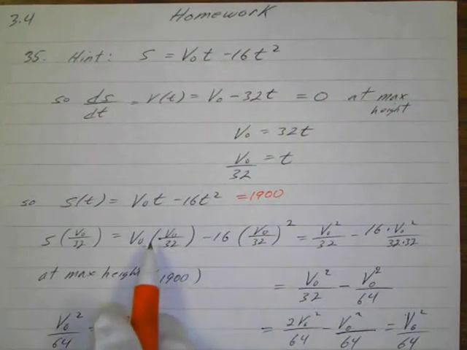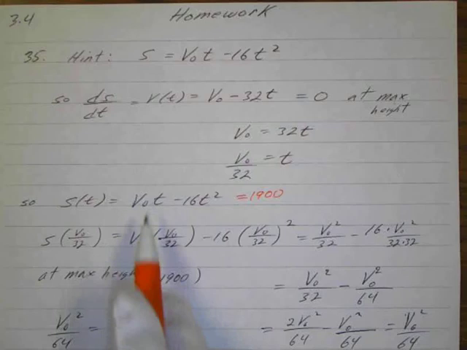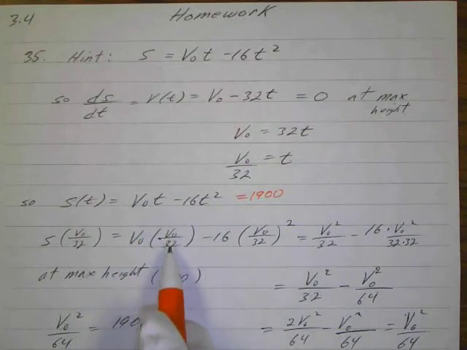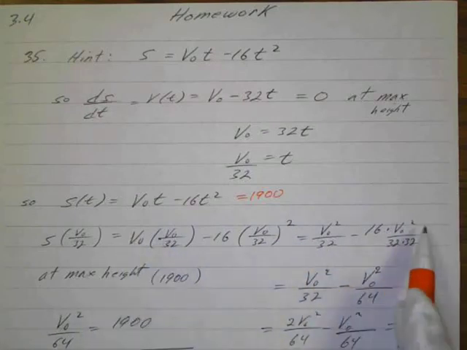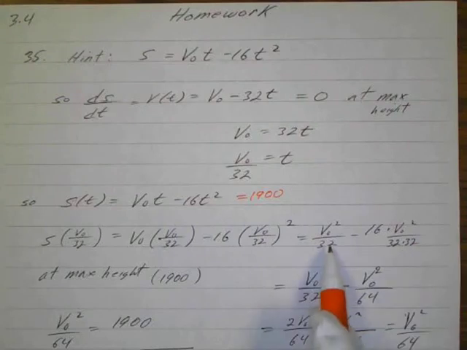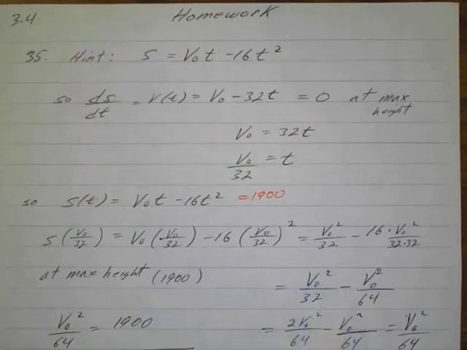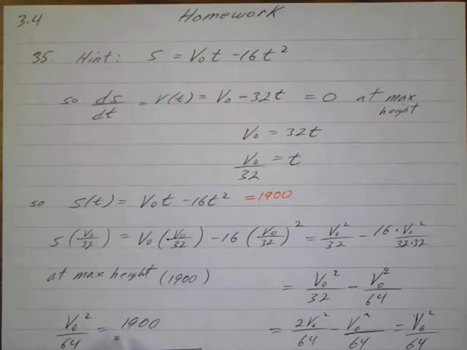Okay? So we can simplify this a little bit on the left. V sub 0 over 32 minus 16 v sub 0 over 32 squared. Then if I multiply that, I get v sub 0 squared over 32 minus 16 v sub 0 squared over 32 times 32, as I square that. 16 goes into one of those 32, so I end up with v sub 0 over 32 minus v sub 0 squared over 64. Now remember, this is all equal to 1900. And that's two of those over 64, so it ends up with v sub 0 squared over 64, and that's equal to the 1900.